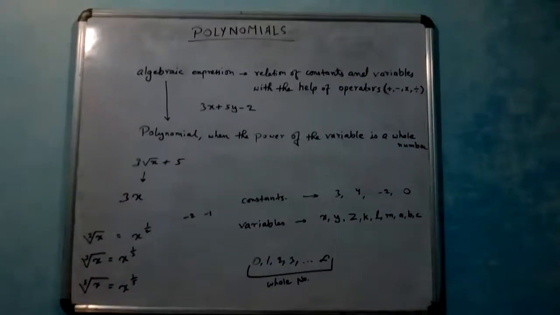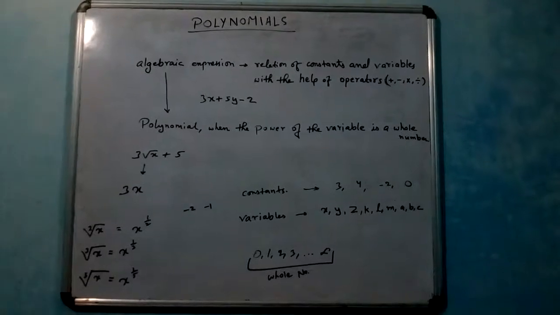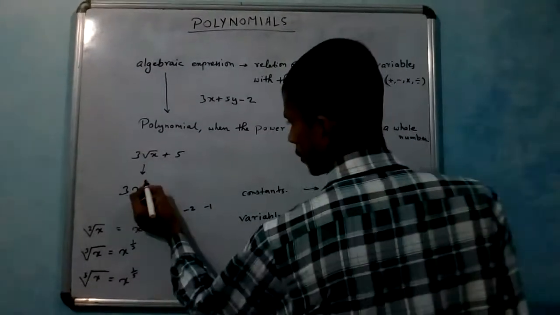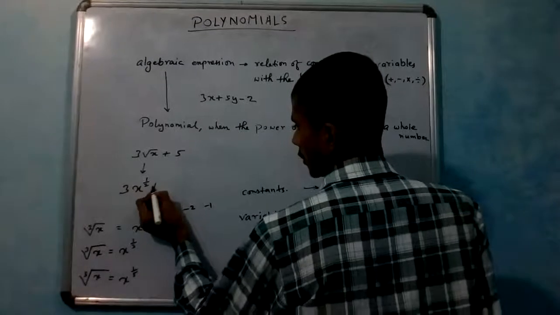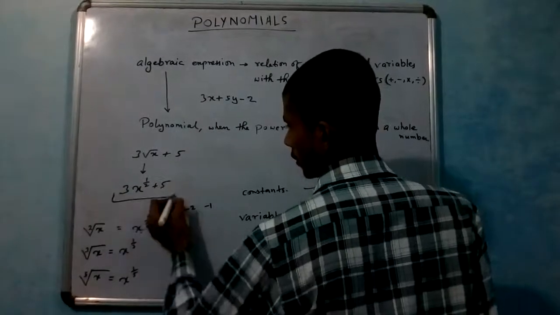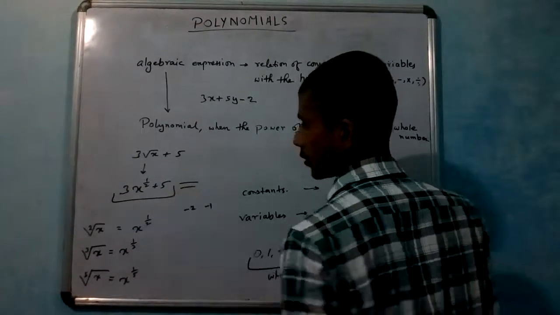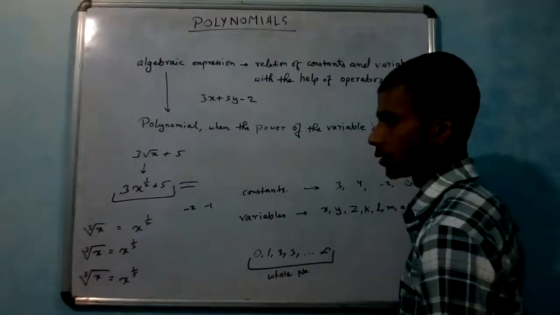So they are rational values. So can we call this expression a polynomial? Can we call this a polynomial?